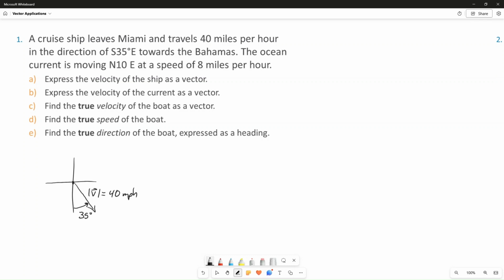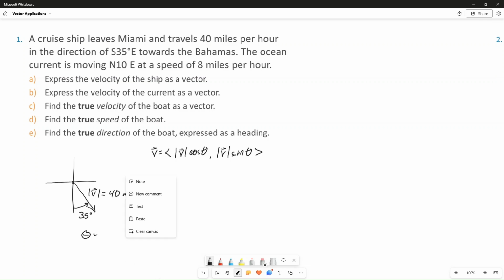If I want to express that using a vector, we know that a vector can be expressed as the magnitude of the vector times the cosine of its direction angle. That's the horizontal component, and then the vertical component would be the magnitude of the vector times the sine of the angle. We know the magnitude is 40 miles per hour, but we don't know the angle. We know the bearing or heading angle is 35 degrees southeast, but I need to find the angle in terms of standard position.